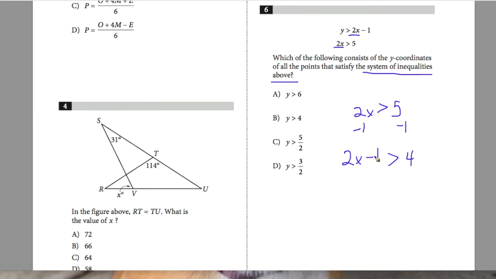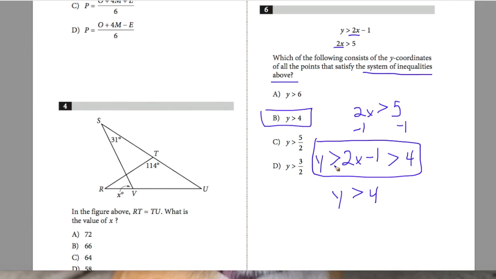Well, now I have 2x minus 1 is greater than 4, but if you remember previously, I had y is greater than 2x minus 1. Well, this is my complete inequality, so I can have y is greater than 4. Some of you may do the substitution method, which you are more than welcome to do, but I'm attempting to simply relate these inequalities together by finding the middle value. So y is greater than 4 satisfies the inequality for problem number 6.